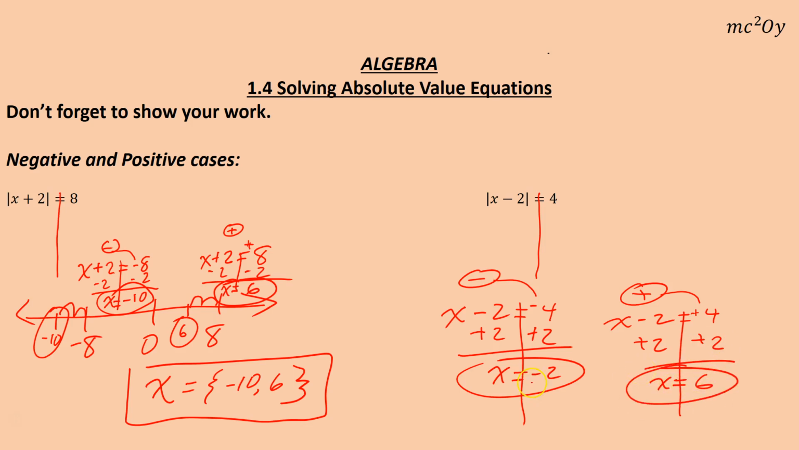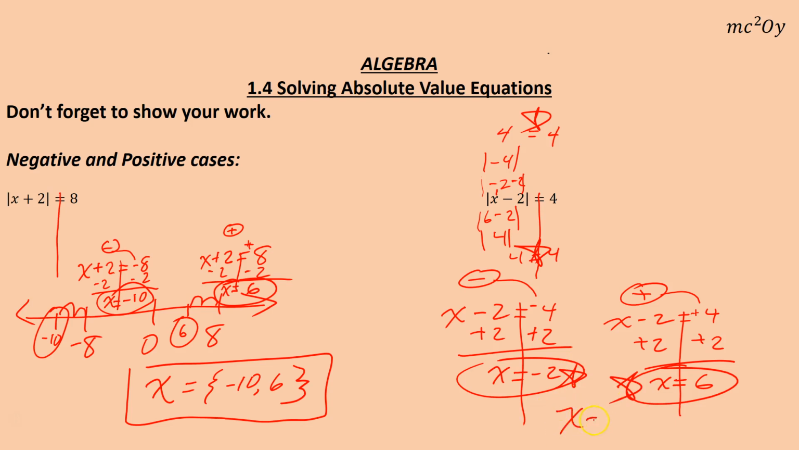Now you can check these. If I put -2 in here, well, -2 minus 2, so I put that in for x. Okay, -2 minus 2 is -4, and the absolute value or distance from 0 of -4 is 4, and that's what it says it equals. So we're good. And if I try out 6, well, 6 minus 2 is 4. And the absolute value of 4 is also 4. So 4 equals 4. So both work, negative 2 and 6.